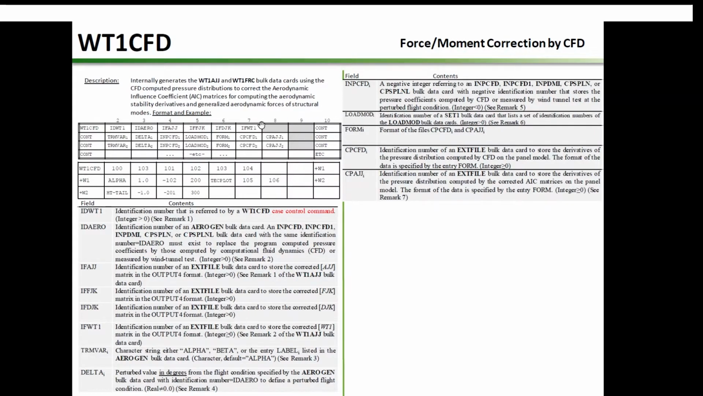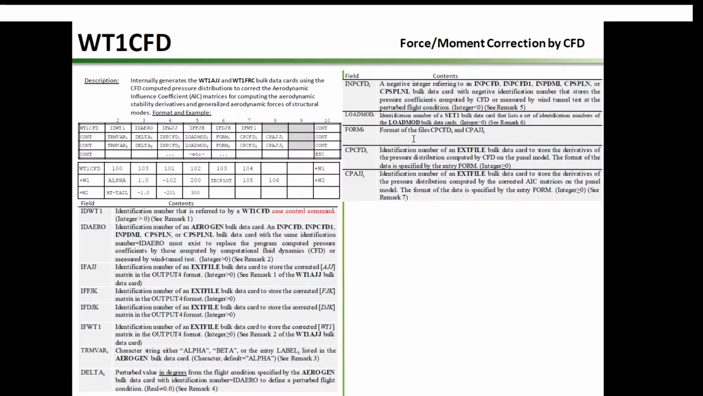The low mark card here, I refer to a set 1 card. In set 1 card, we list a set of identifications of the low mark cards. So in other words, for example, the first low mark card defines wing root bending, the second one defines wing root shear. So those become the constraint functions.